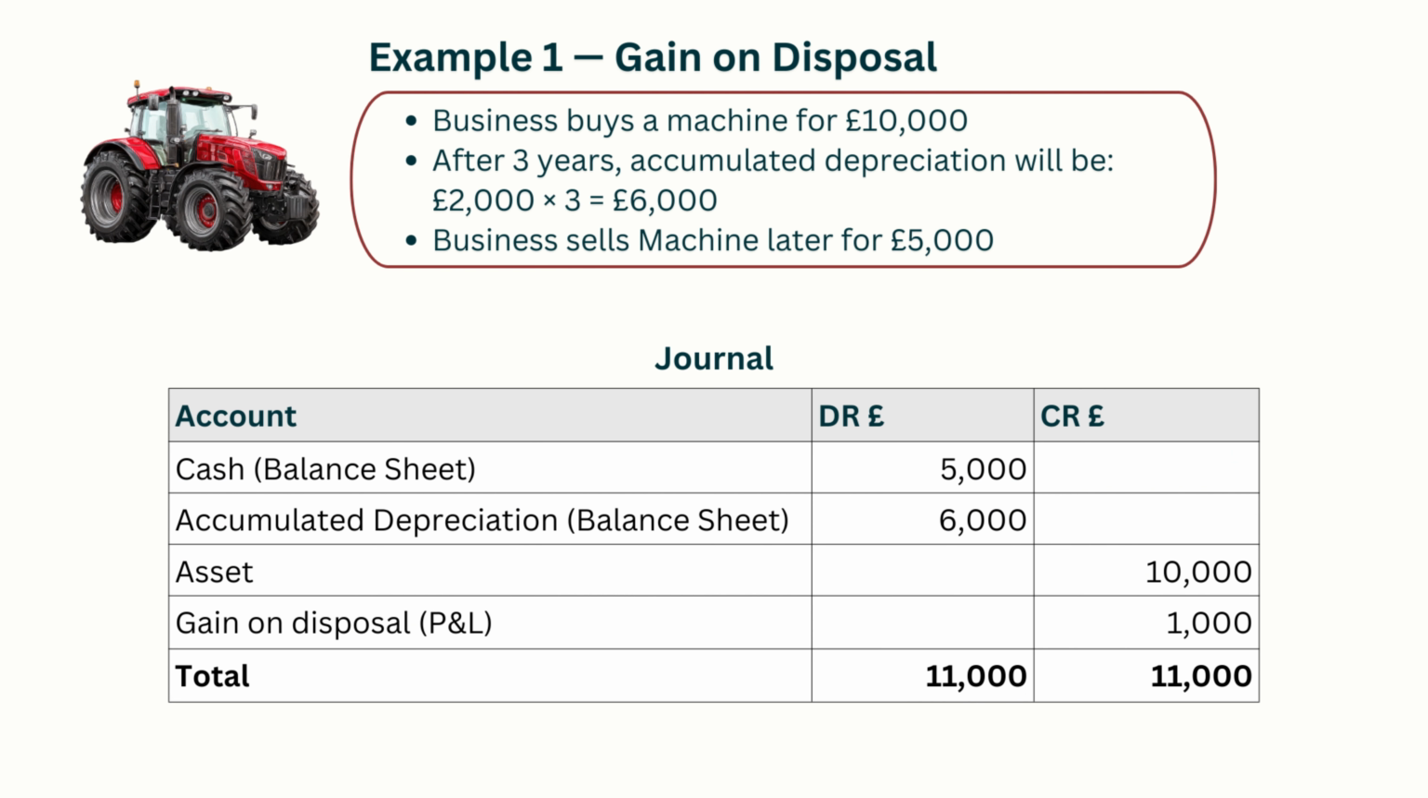Now that we've seen the accounting entries visually, let's summarise everything neatly in a journal entry. We debit cash with £5,000 because cash has increased. We debit accumulated depreciation with £6,000 to remove it from the books. We credit the asset account with £10,000 to remove the asset at cost. And we credit gain on disposal with £1,000 because the business made a profit. We add up the debits and the credits, which confirms our entries are correct. This journal is simply a summary of what we already saw in the T accounts.